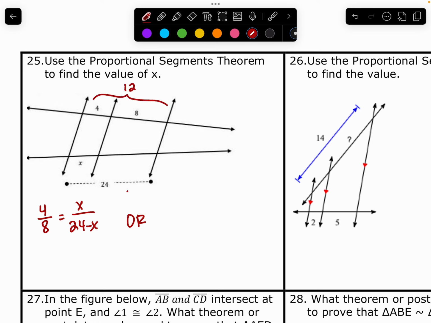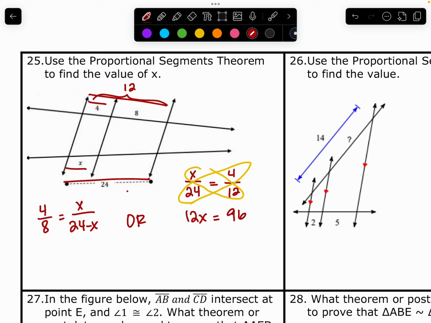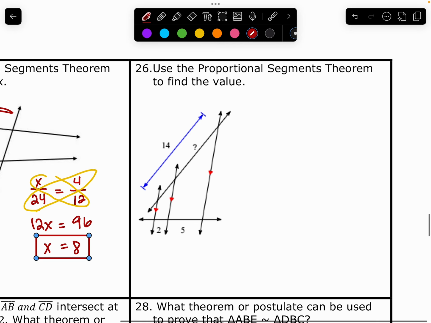So 4 plus 8 is 12. So what I'm going to do is put x over 24, right? So I'm going to do part to whole. And then I'm going to do this part to this whole, 4 to 12. And I'm just going to solve that one. I feel like that second one is easier. So let's do it. 12 times x is 12x. 24 times 4 is 96. And then when I divide, I should get 8. You should get 8 no matter what, like if you use the first one or the second one. Go ahead and try number 26.